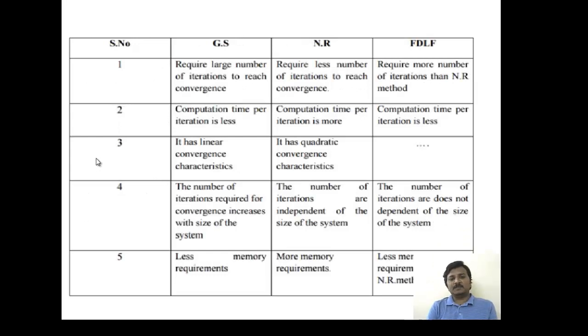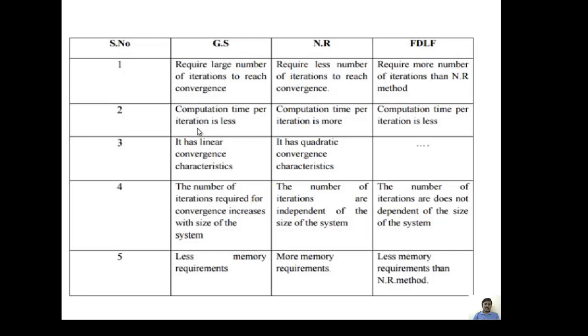Now it's the comparison between our three methods: Gauss-Seidel, Newton-Raphson and fast decoupled. The first comparison is the number of iterations. In the Gauss-Seidel method the number of iterations to reach convergence is more, whereas in the NR method the required number of iterations is less. It's a very low value, but it is very complicated. In the fast decoupled method the number of iterations may also be less, a little bit more than the NR method, but compared to GS it is less.